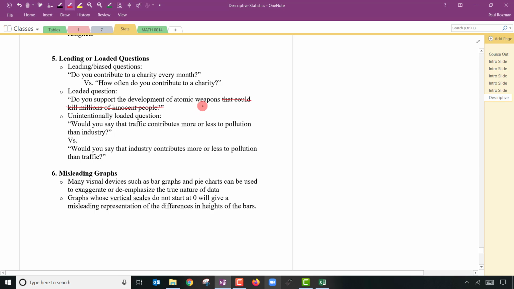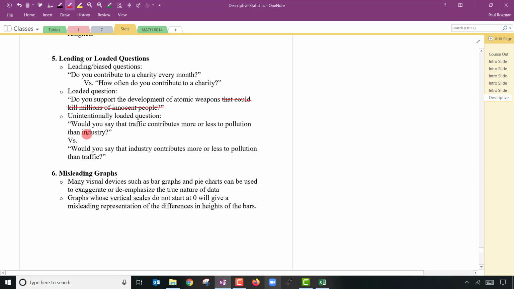Maybe in the development of them, they come up with some new power source. We may not have nuclear power plants if it weren't for atomic weapons. So it's possible that some people might answer yes. But if you add that it could kill millions of innocent people, I think we're losing that question. Sometimes the question isn't intended to be loaded, and this is really a weird question.